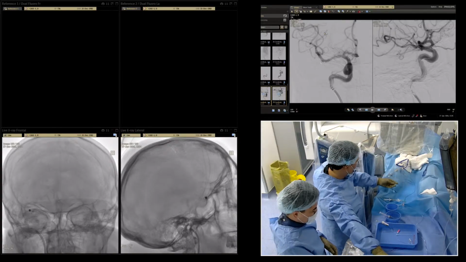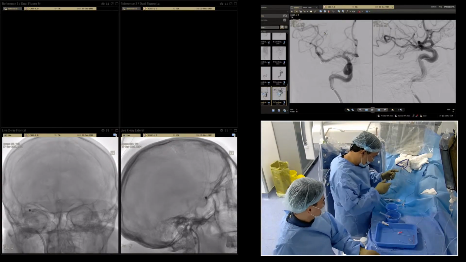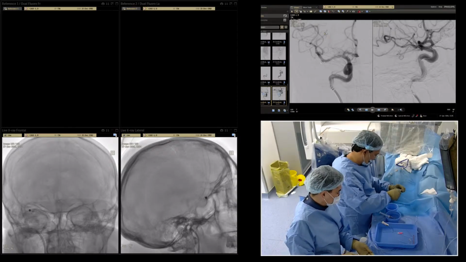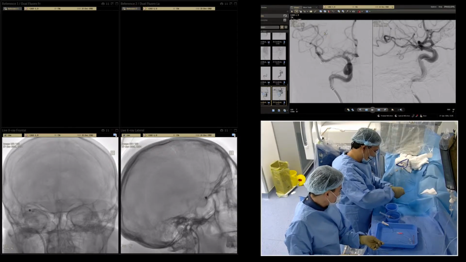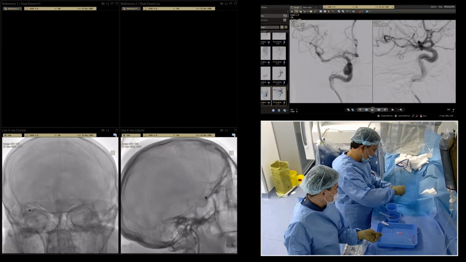Okay. I will place the wire inside the balloon, and then we need to check the availability of the 17 microcatheter.